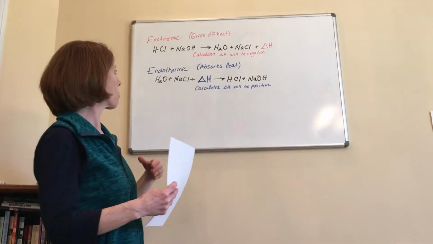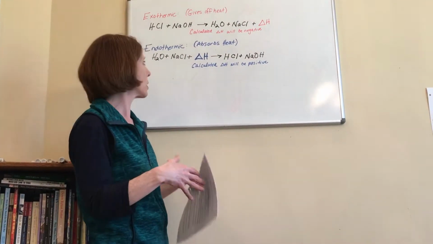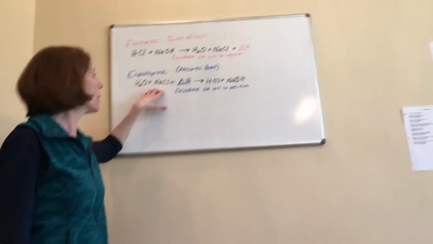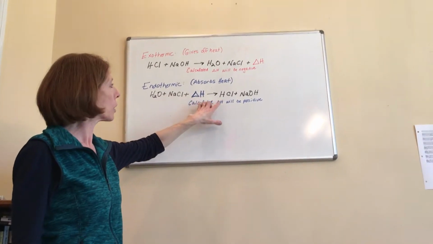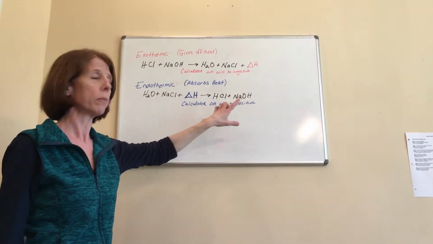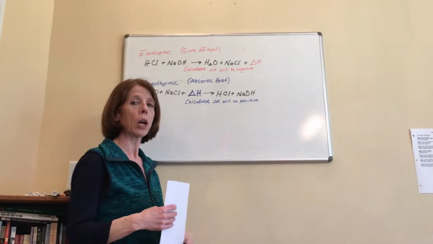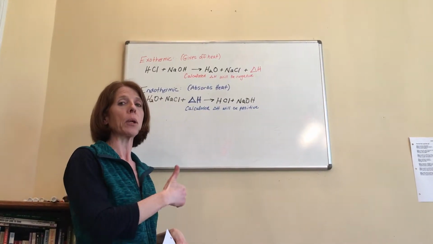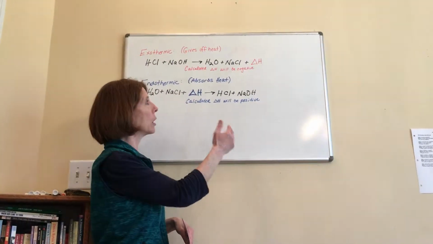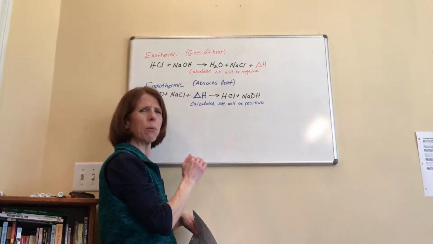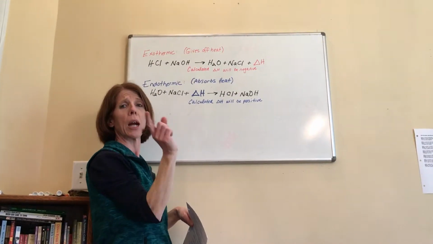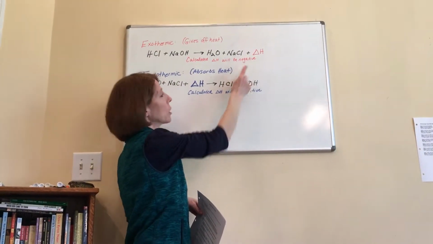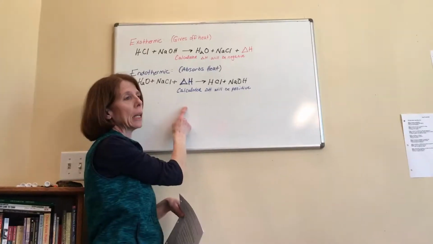If we're talking about an endothermic reaction, that's a reaction that absorbs heat. Here's an example of an endothermic reaction. Water plus sodium chloride plus energy yields hydrochloric acid and sodium hydroxide. When we have an endothermic reaction, we're always going to list our delta H, or our enthalpy, which is our change in energy, as a reactant. So in an exothermic reaction, it's a product. Did I say reactant before? Oh, sorry. I meant product. It's a product in an exothermic reaction, and it is a reactant in an endothermic reaction.